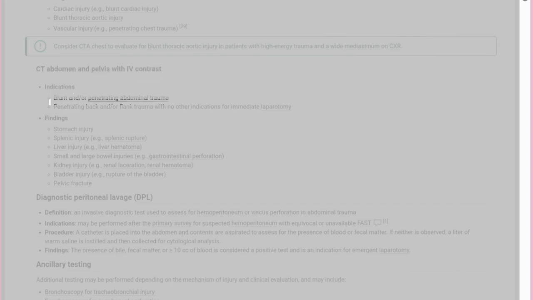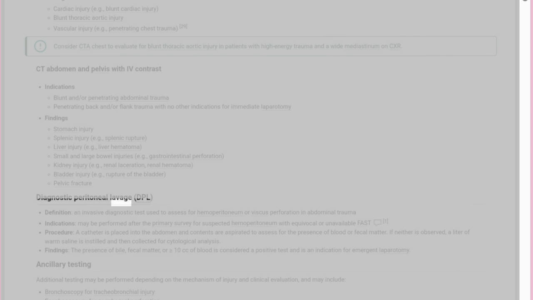CT abdomen and pelvis with contrast. Indications: blunt and/or penetrating abdominal trauma; penetrating back and/or flank trauma with no other indications for immediate laparotomy. Findings: stomach injury; splenic injury, for example splenic rupture; liver injury, for example liver hematoma; small and large bowel injuries, for example gastrointestinal perforation; kidney injury, for example renal laceration, renal hematoma; bladder injury, for example rupture of the bladder; pelvic fracture.